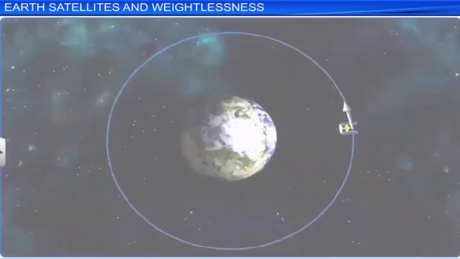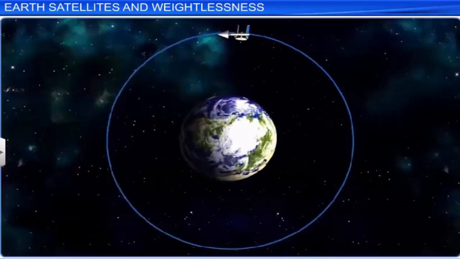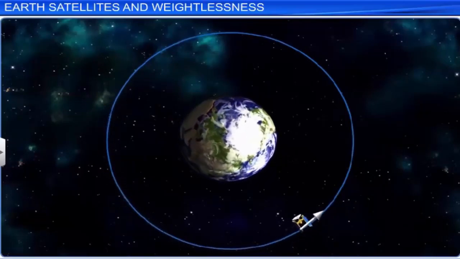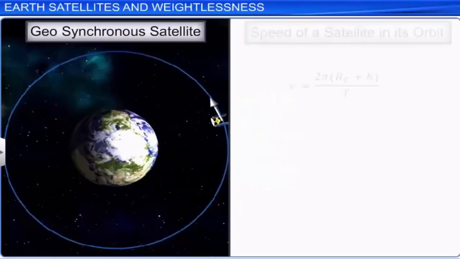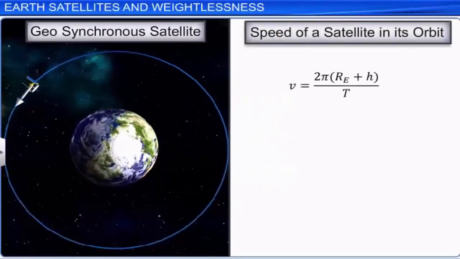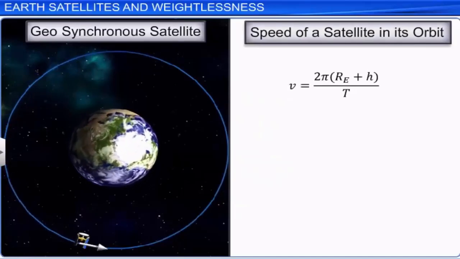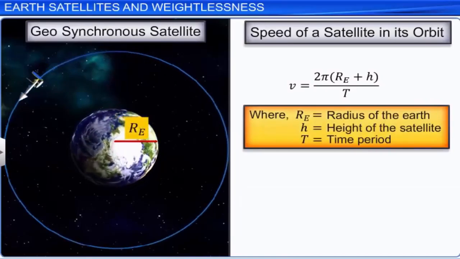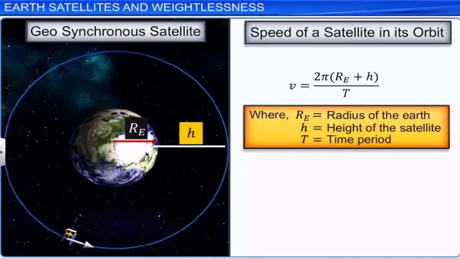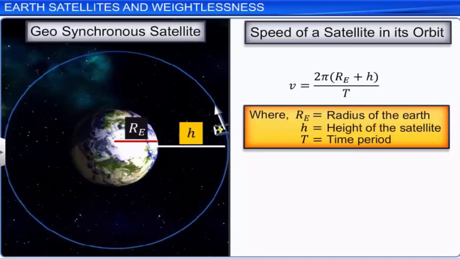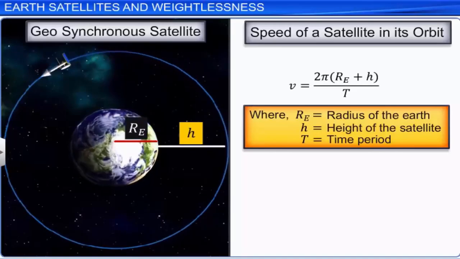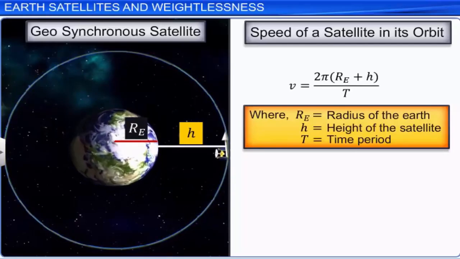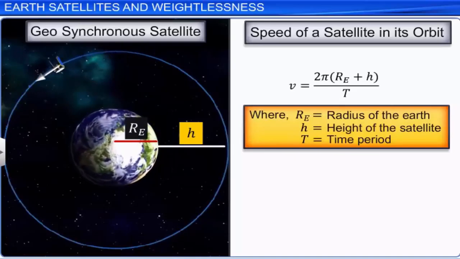Earlier, you learned that the speed of an Earth satellite in its orbit is denoted by the expression v is equal to 2 pi into RE plus h divided by T, where RE is the radius of the Earth, h is the height of the satellite from the Earth's surface, and T is the time taken by the satellite to complete one revolution around the Earth, which is referred to as its time period. Let this be equation 1.